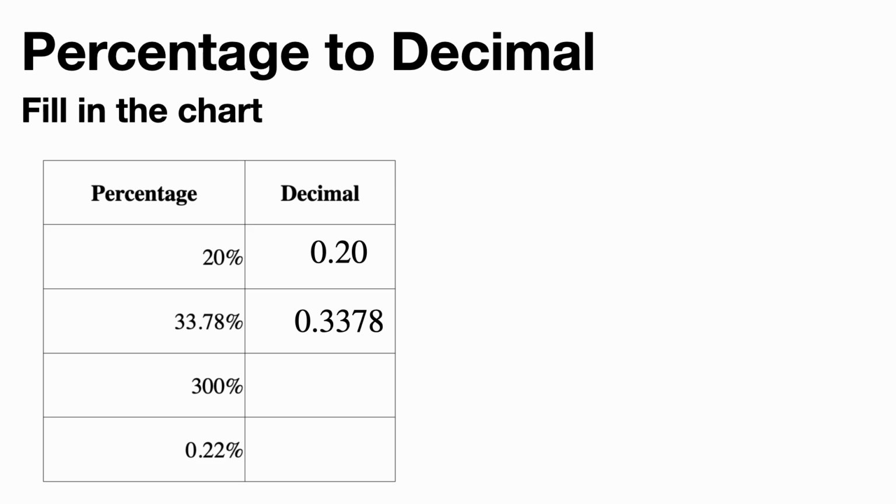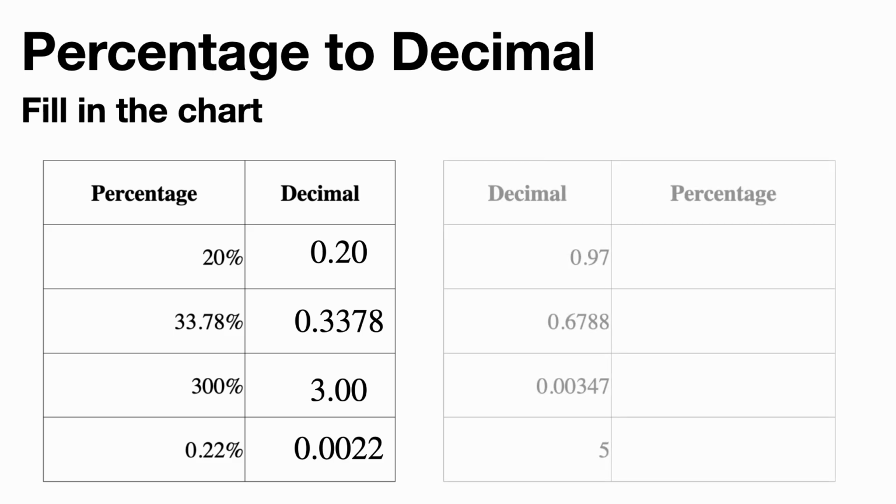Same thing with 300%. If we want to turn that into a decimal value, what can I do? I can divide that by 100. I find the number 3, or you can just say I move the decimal place 2 places to the left. What about 0.22%? Well, you have to move it 2 places to the left, or you divide it by 100. It's going to be 0.0022.